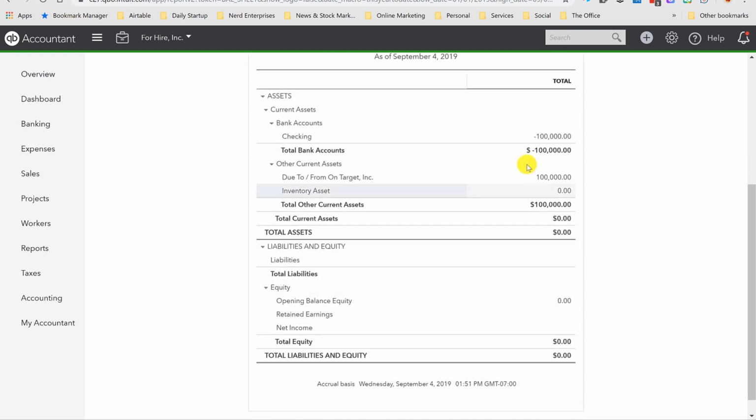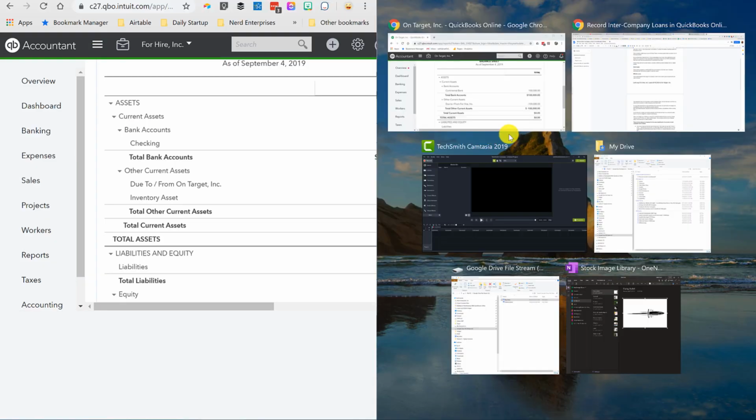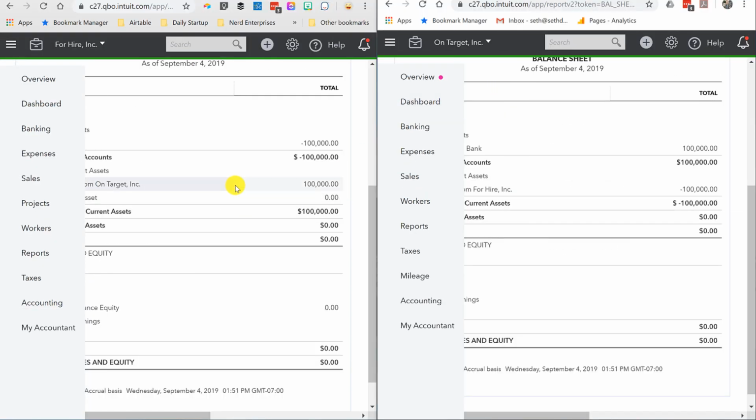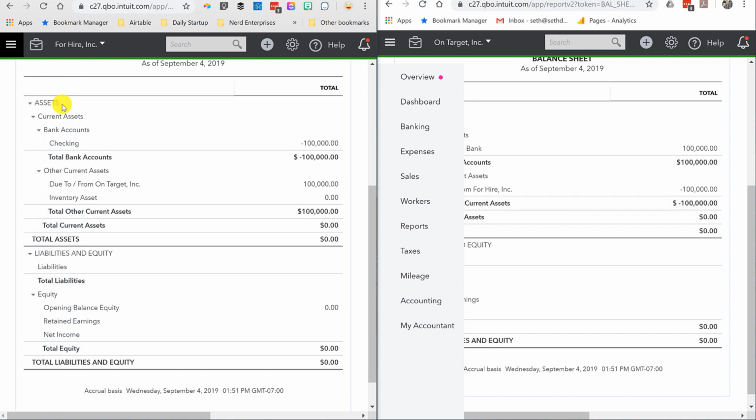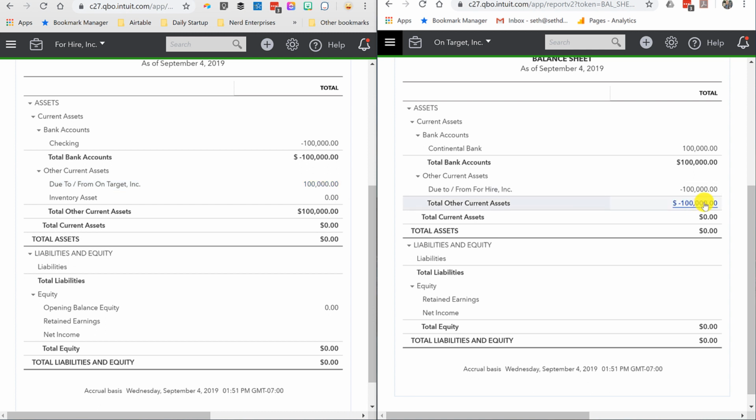Okay, and here we have due to or from OnTarget Inc. $100,000. So these always need to compare properly. I'll close that up so I can see. Their positive $100,000 always has to be their negative $100,000. So that's the very straightforward direct loan.